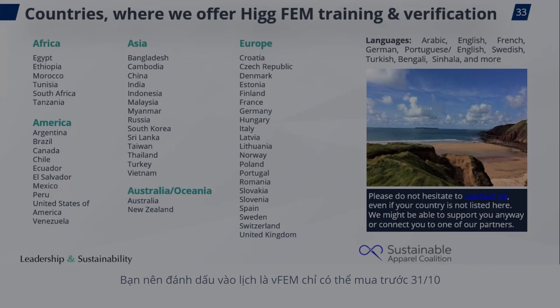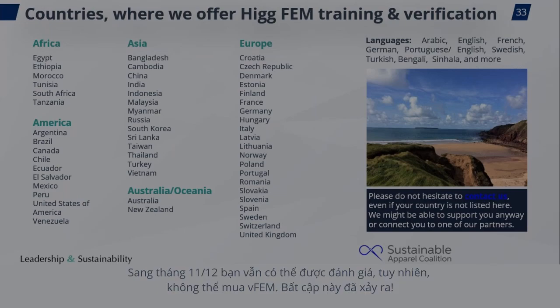Please mark it up in your calendar. You can only buy the VFEMs until the last day of October, the 31st of October. After that, in November and December, you cannot buy the VFEM. You can still do the verification until the end of the year, but you cannot buy the VFEM. And we had a lot of hiccups, let's say, about that last year.